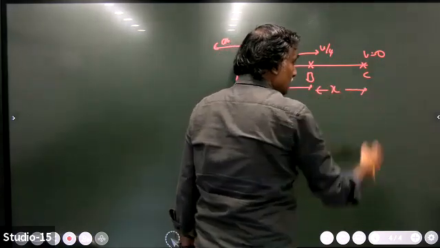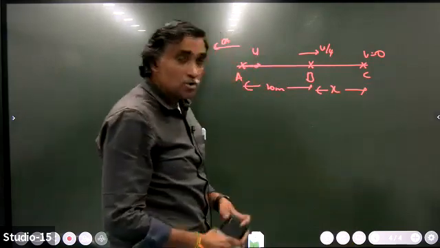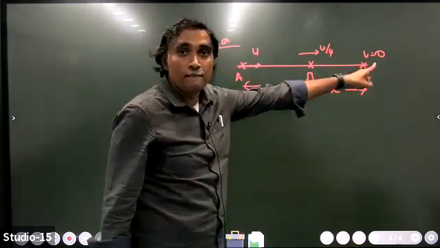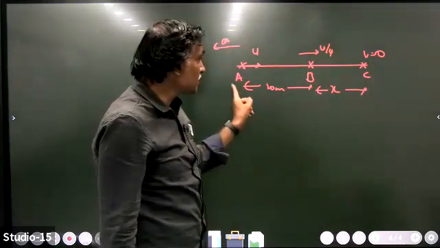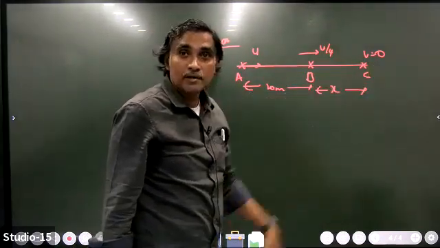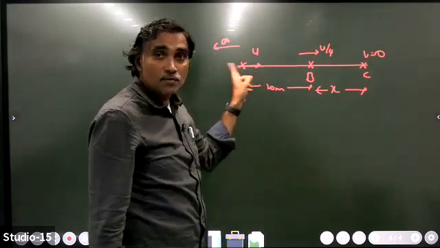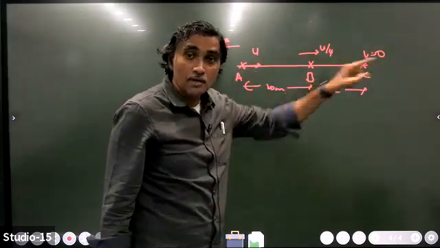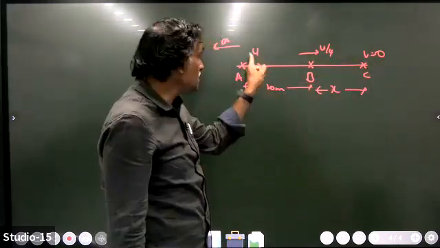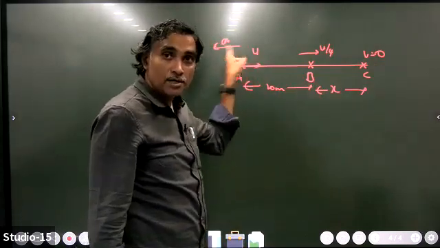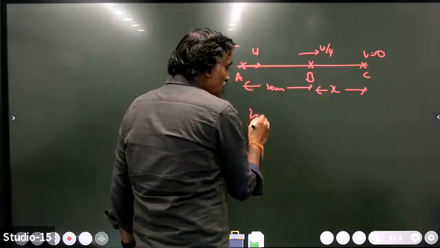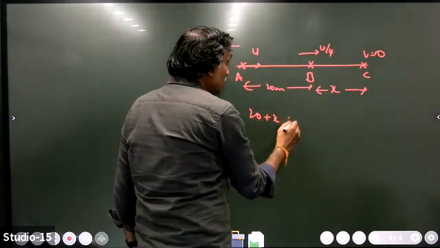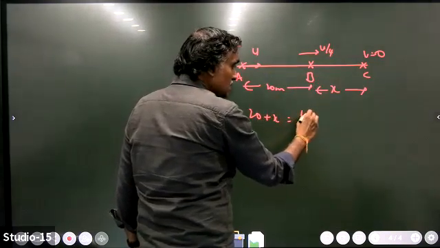First of all, you should consider motion from A to C. What is the stopping distance? 20 plus x. And what is the initial velocity? Velocity at A is the initial velocity, u. And retardation is a. So the stopping distance 20 plus x is equal to u square by 2a, initial velocity square by 2a.